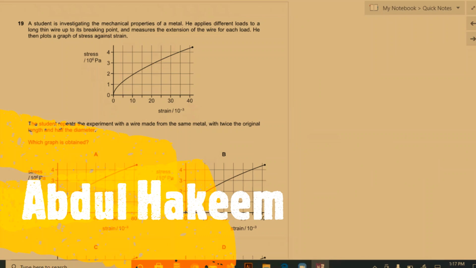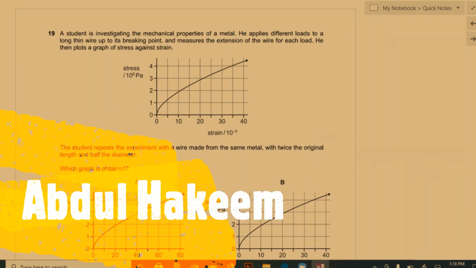Now next question, question number 19. A student is investigating the mechanical properties of a metal. He applies different loads to a long thin wire up to its breaking point and measures the extension of the wire for each load. He then plots the graph of stress against strain.